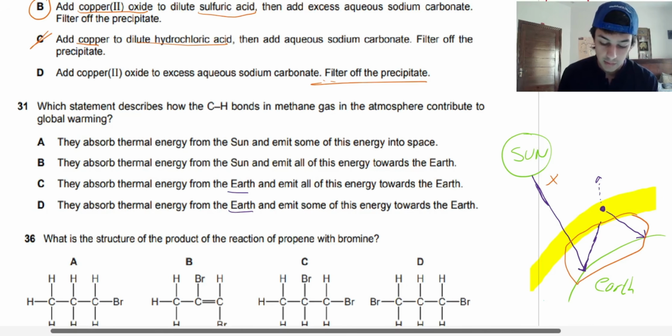So we can see that it reflects off the earth, and does it emit all of the energy towards the earth, or does it emit some of this energy? We can see that some of this energy actually escapes into space and some of it is going to the earth. So the option is going to be D.